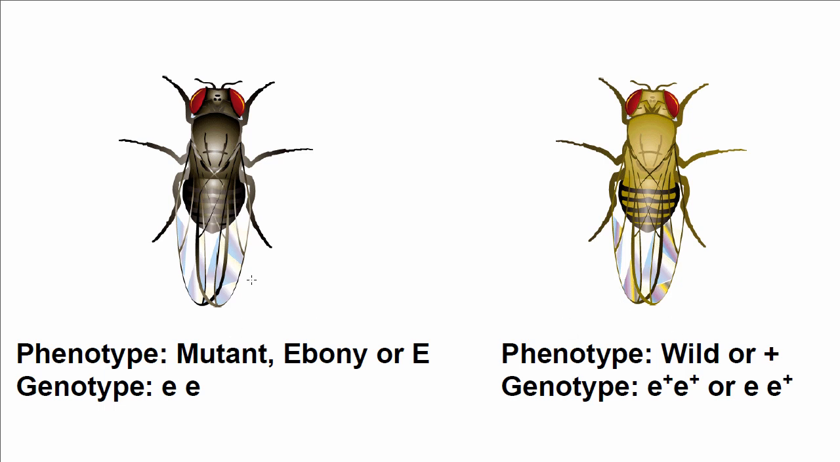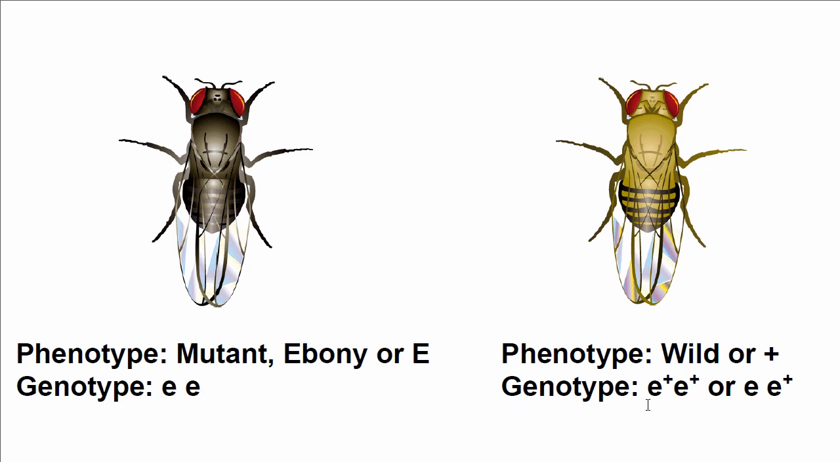Now the genotypes are small letters, and here again the small letters doesn't mean recessive, though it could be. It doesn't mean recessive, it just means genotype. So here we have little e for ebony, and this is a homozygous individual. There's two alleles for this genotype.